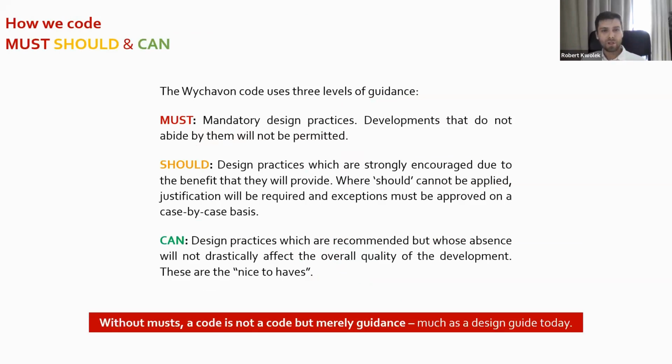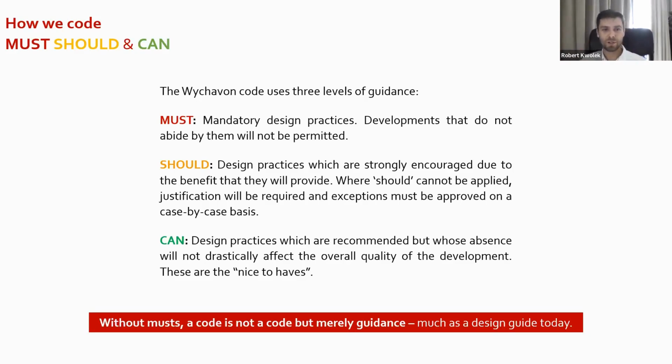And how we coded was something that we've started doing with a lot of the codes we're doing, which is 3 levels of guidance: your musts, shoulds, and your cans. The musts are the mandatory things. They're ones that you absolutely have to do, no exceptions. The shoulds are strongly encouraged, and where you can't apply a should, you would have to justify it on a case-by-case basis, with everything needing to be approved. And then the cans are just things that are recommended, the nice to haves, which you don't necessarily have to include.